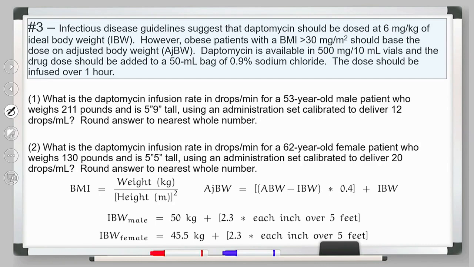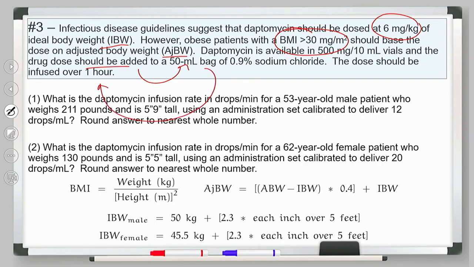So let's focus on some of the other ones we can try to accomplish in the amount of time. This was a pretty straightforward dosing one where it says the dose is weight-based, so it's not body surface area. It's 6 milligrams per kilogram, and based on ideal body weight, unless they're obese, which means you have to use adjusted body weight. So before we calculate the dose and determine the infusion rate, because we're going to add our dose to a 50 mL bag and then infuse it over 1 hour.